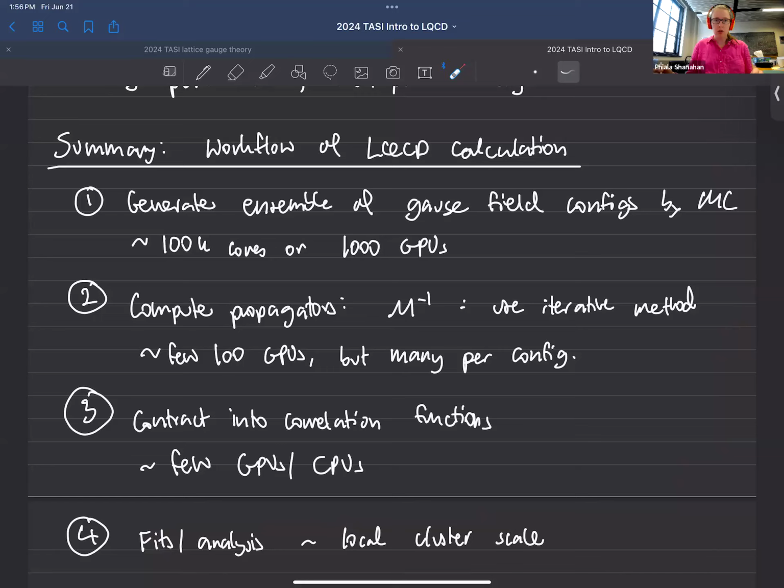Okay, so that's the sort of workflow, the structure of a numerical calculation on a single ensemble. Remember, we talked in the first lecture about the sort of surrounding pieces of this, that once you've done a calculation for one set of lattice parameters, one lattice spacing, one lattice volume, one set of bare quark masses, you have to do it over and over again for other parameters, so you can take the continuum limit, the infinite volume limit, and so on.